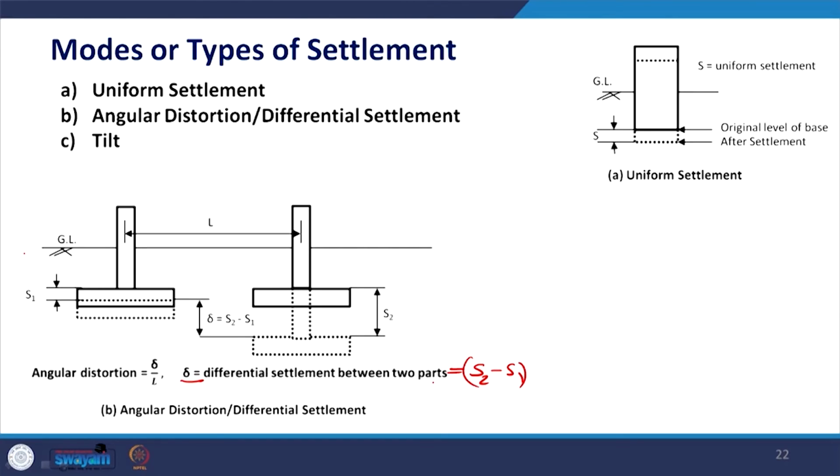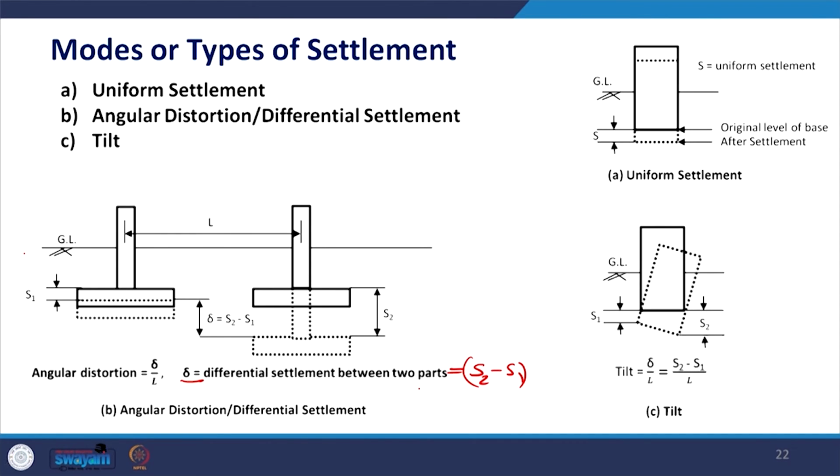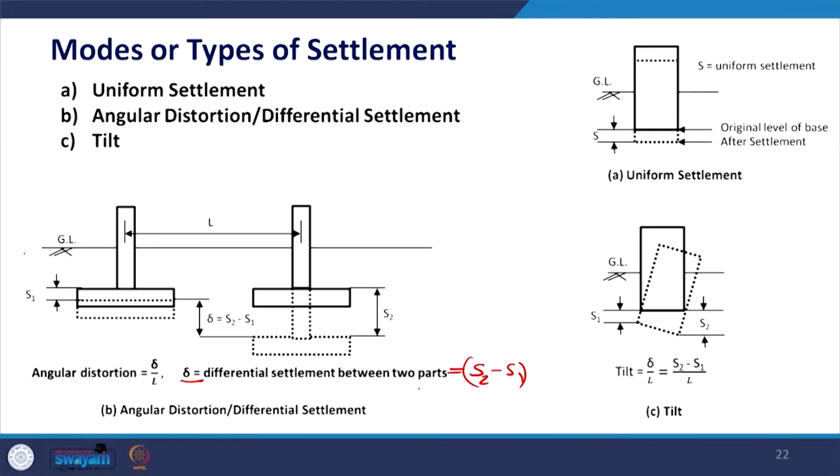If you divide this differential settlement by the length L, then this ratio is called angular distortion. The third quantity is called the tilt. When we have tilt, if one corner of the building settles less and another corner settles more, that means between two edges of the building there will be differential settlement, which is shown in this figure C. So, the left corner settled by an amount S1, while the right corner settled by S2, which is quite higher compared to S1.